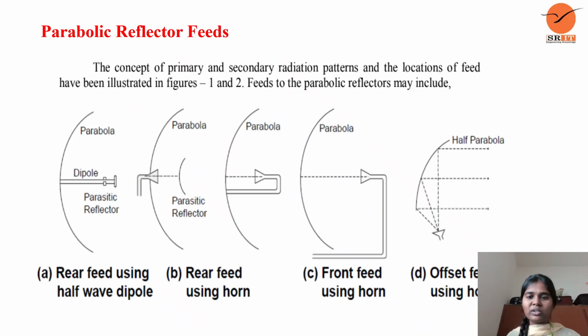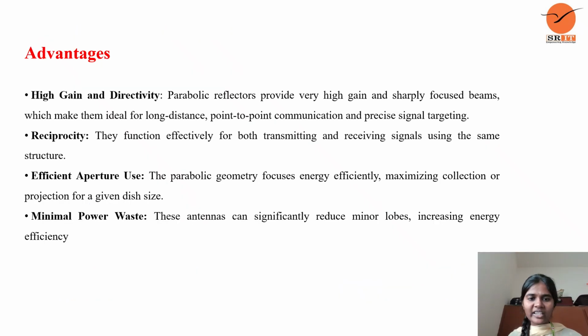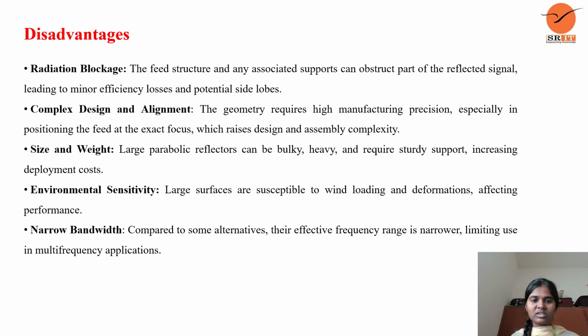These are the parabolic reflector feeds. The first one is a feed using a half-wave dipole, and the second is a feed using a horn, including front feed using horn and offset feed using horn. Advantages: high gain and directivity. Parabolic reflectors provide very high gain and sharply focused beams, which make them ideal for long-distance point-to-point communication and precise signal targeting. Also reciprocity, efficient aperture use, and minimal power waste.